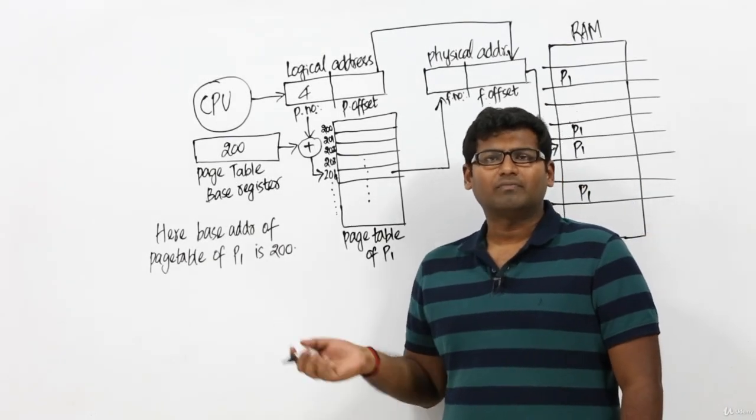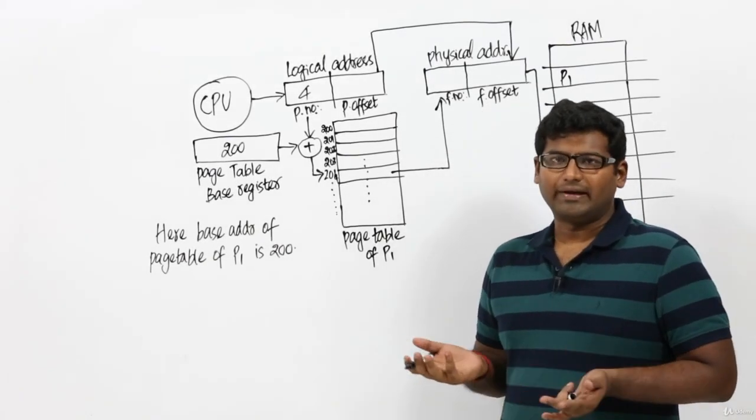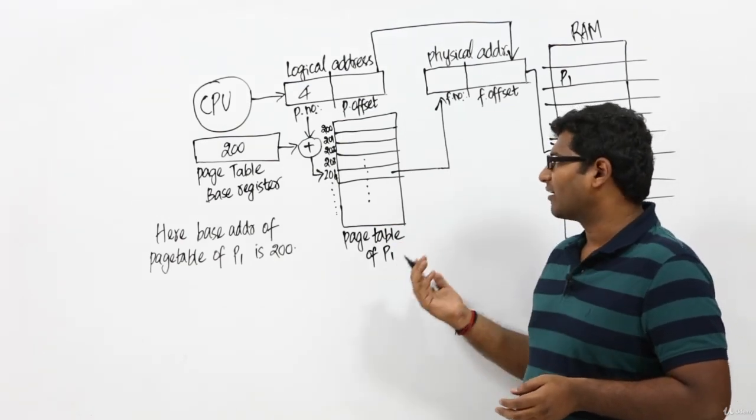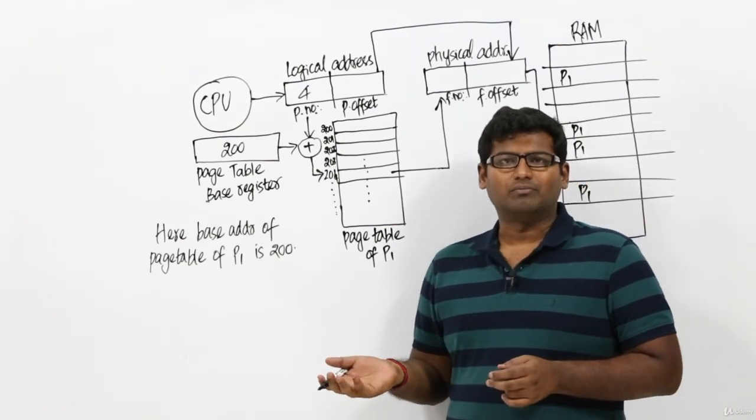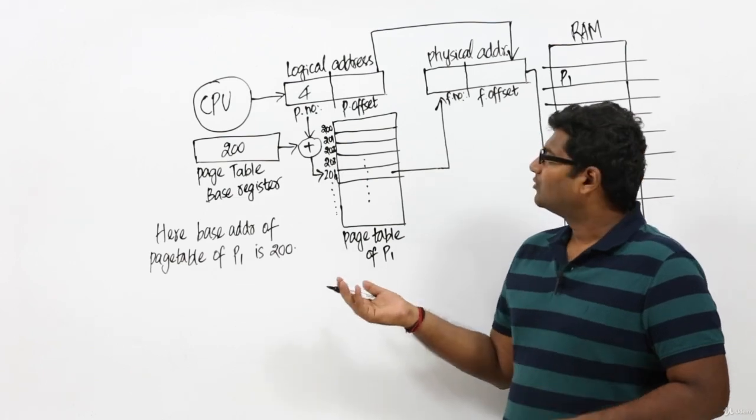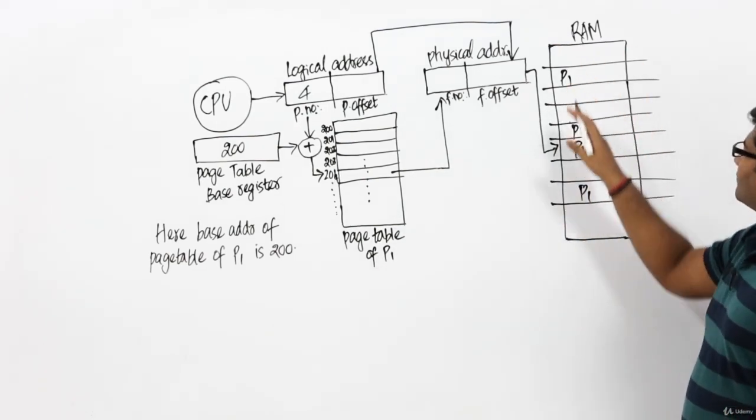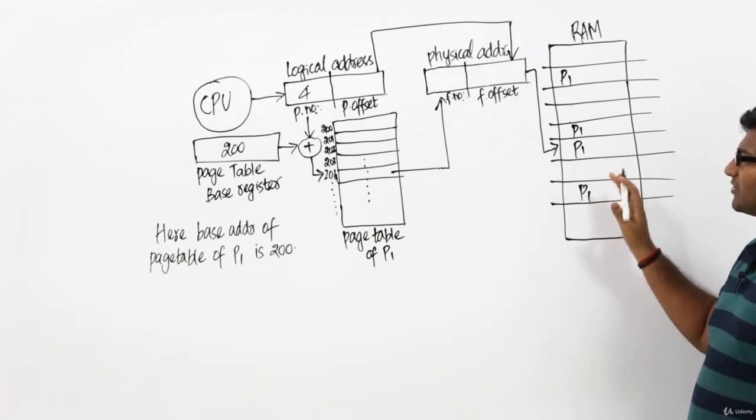Let's see this diagram. See, there is nothing special in this diagram, okay? Whatever concepts we have seen so far, that is what is being described in this diagram. But still it is given in some good textbook, so I have taken it. So let's see this. This is our RAM, okay? This is our RAM and it has been divided into frames, as you know.